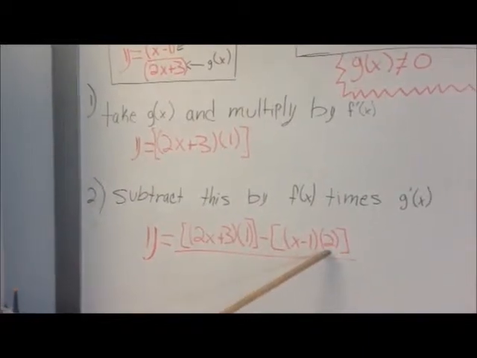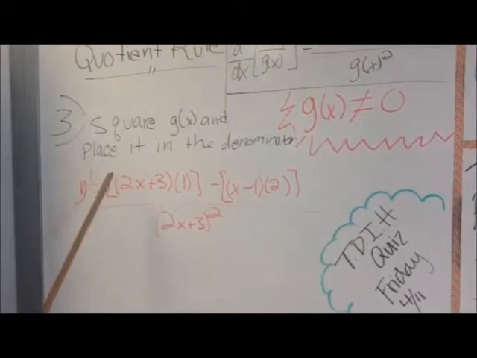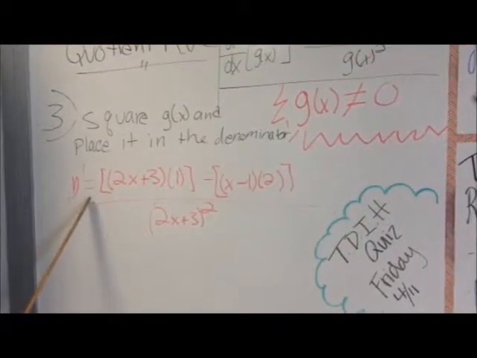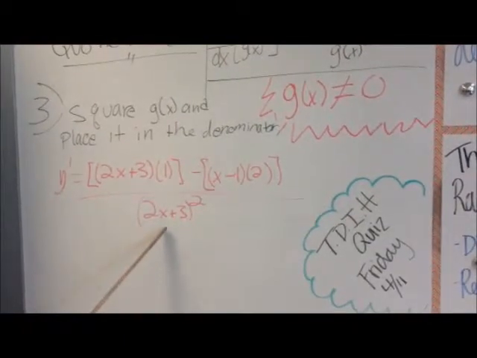Step 3, you're going to square g of x and then place it in the denominator. So here we have step 2, and in the denominator we have 2x plus 3 squared.